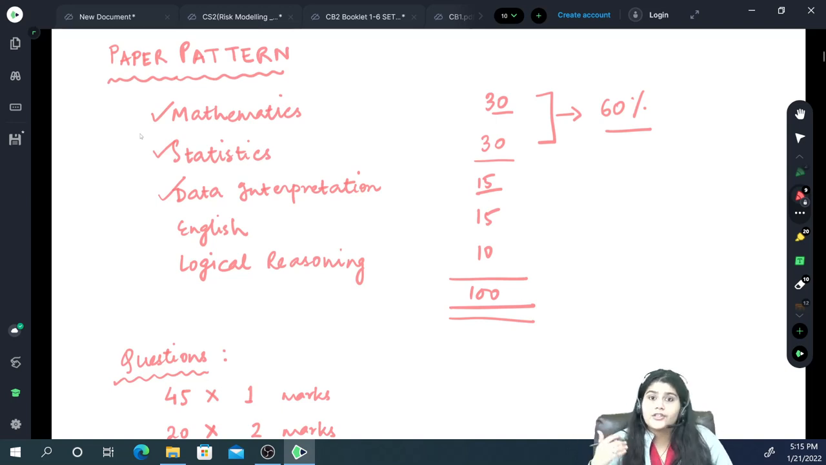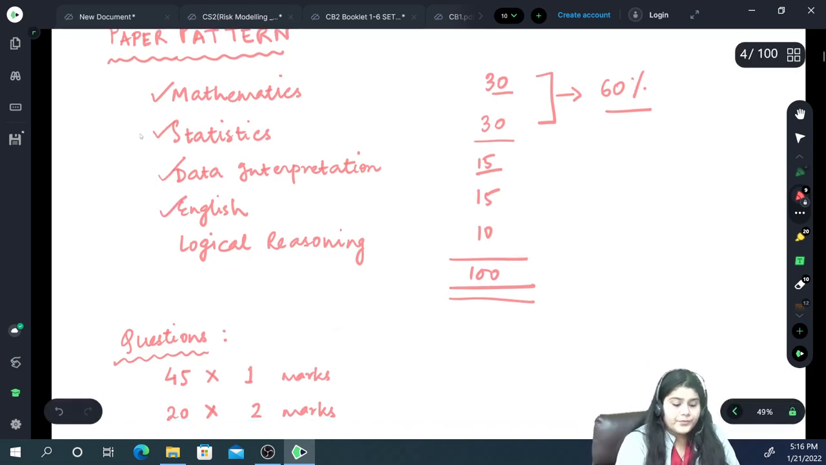So data interpretation is a very scoring part where you will be given different kinds of charts, different kinds of graphs, tables, etc. to interpret. For example, they will give you pie charts or line graphs, using which you have to answer some questions, make some interpretations, do some calculations, such as what is the percentage change, or which has the maximum sales in which year, etc. So as you can understand, data interpretation is genuinely one of the easiest parts.